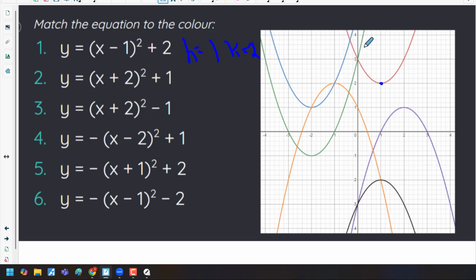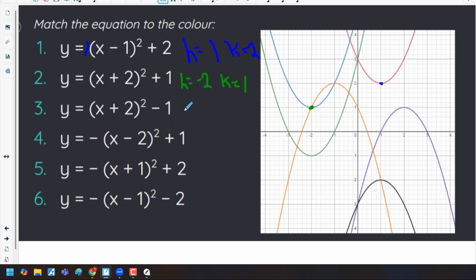And to double check, just as an assurance, is this parabola supposed to be opening up? Well, the a value is +1. So yes, it should be opening up. Next one, h is equal to not 2, but -2, and k is equal to 1. So we look at our x-axis, -2 is here, and +1 is here. And the only parabola that has a vertex at that point is blue.